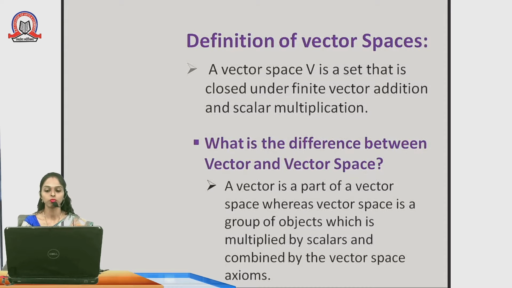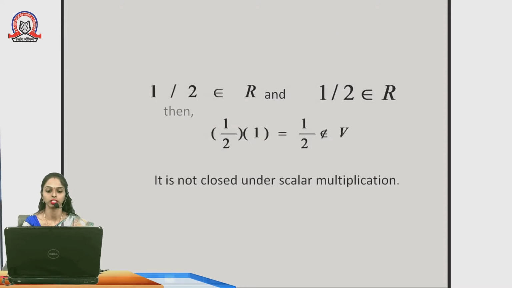A vector is an object and a vector is a part of a vector space. It means a vector is a subset of a vector space, whereas a vector space is a group of objects which is multiplied by scalars and combined by the vector space axioms. That is, a vector is a subset of a vector space and a vector is a list of real numbers, and a vector space is a list of all vectors together.